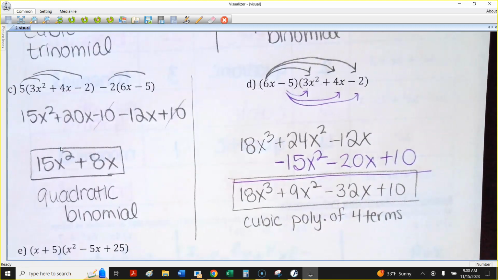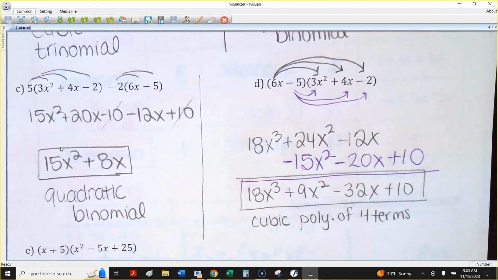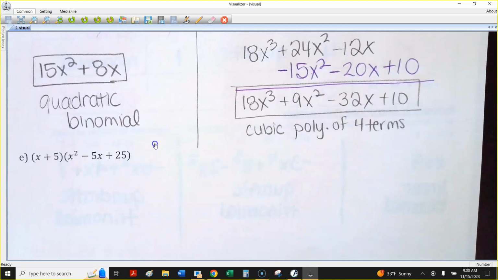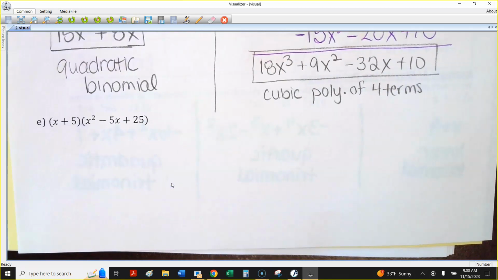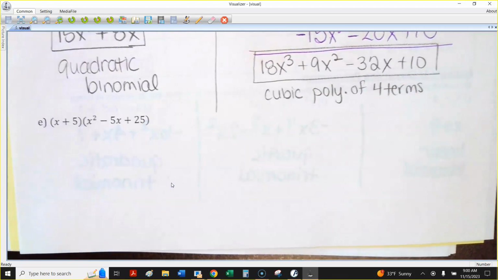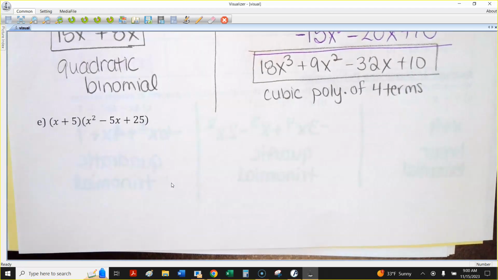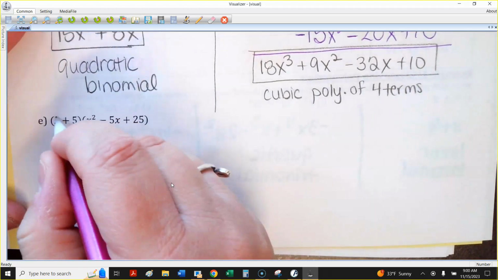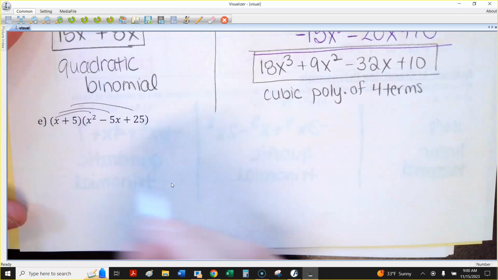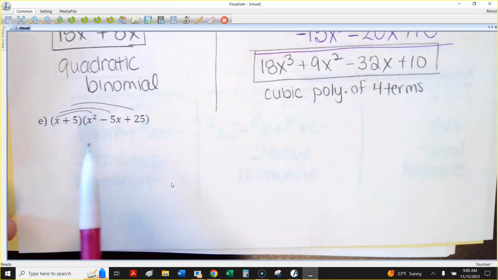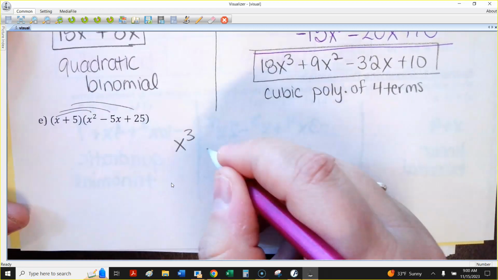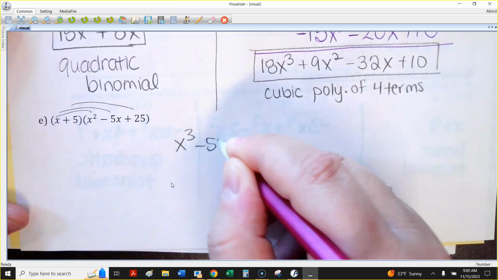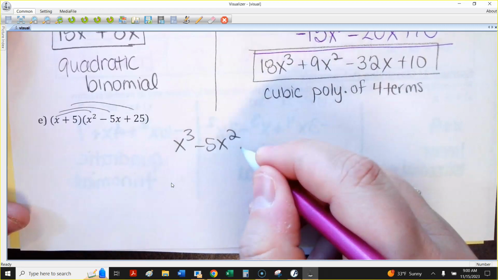And then I have one more, and I'm doing this with you right now. You'll actually see this a little bit later in this unit. This is called a sum of cubes. So when you multiply this out, it's just going to look a little weird when you get done. But I'm going to run an x through all those terms. So x times x, x cubed. X times -5x would be -5x squared. X times 25 is 25x.